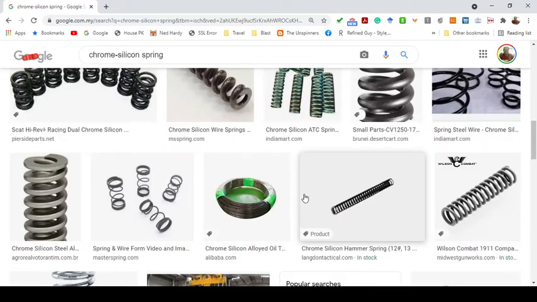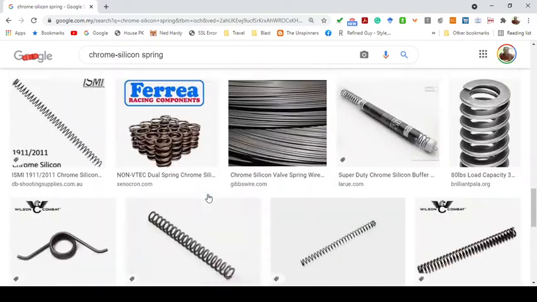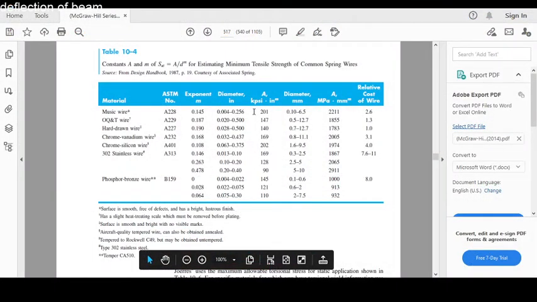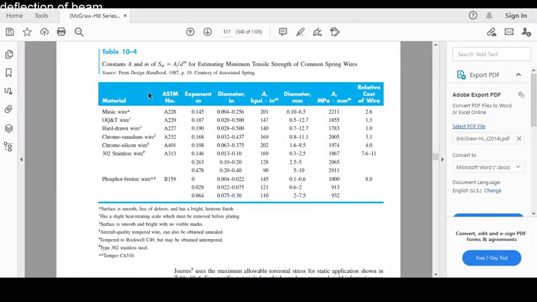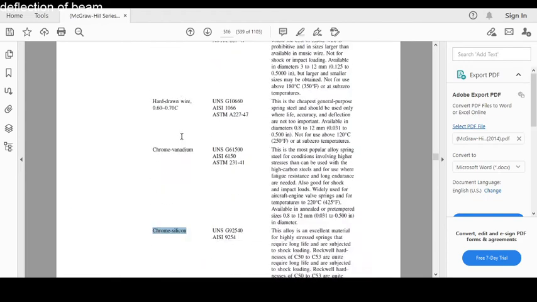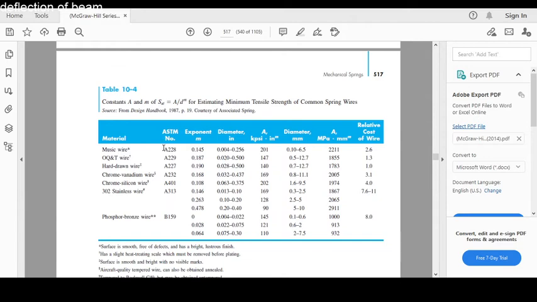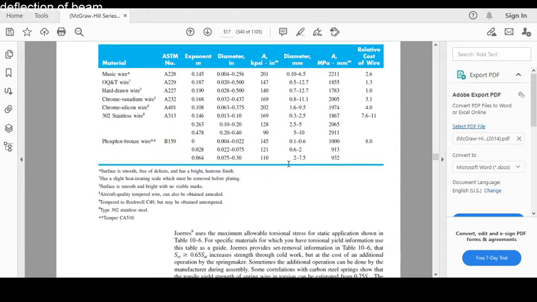Okay, this is the chrome silicon spring. And then you can see the table 10.4. Okay, this is the material for music wire, the ASTM number, the exponent, the diameter, and all the things related.